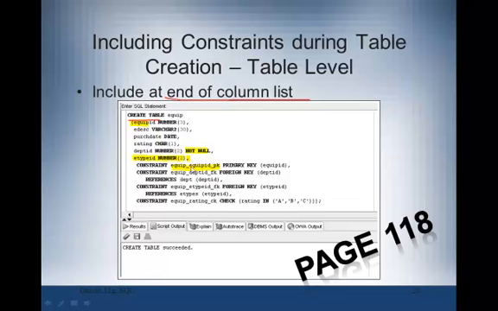Okay. So this constraint is going to be on the equip ID field. It's a primary key constraint. But because we're doing this creation at the table level, we have to identify which field this key pertains to.